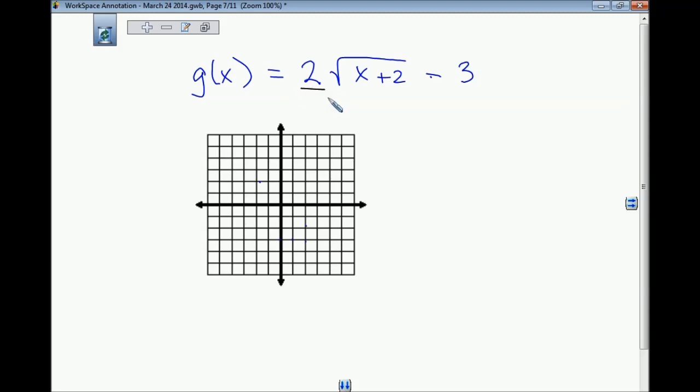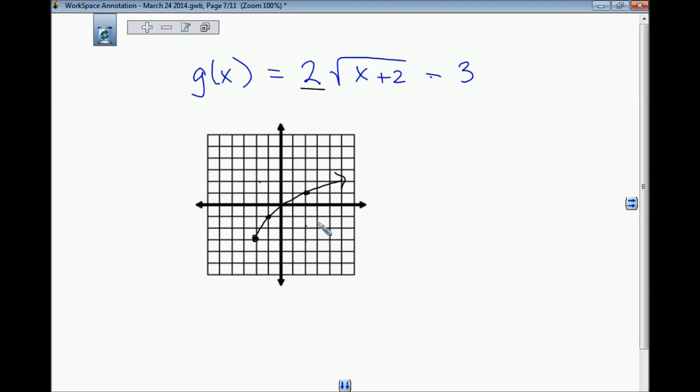Yeah, stretch. It would be a stretch. Okay, so we're going back to the negative 2, negative 3, but instead of going over 1, up 1, we go over 1, up 2. Instead of going over 4, up 2, we go over 4, up 4. Good.